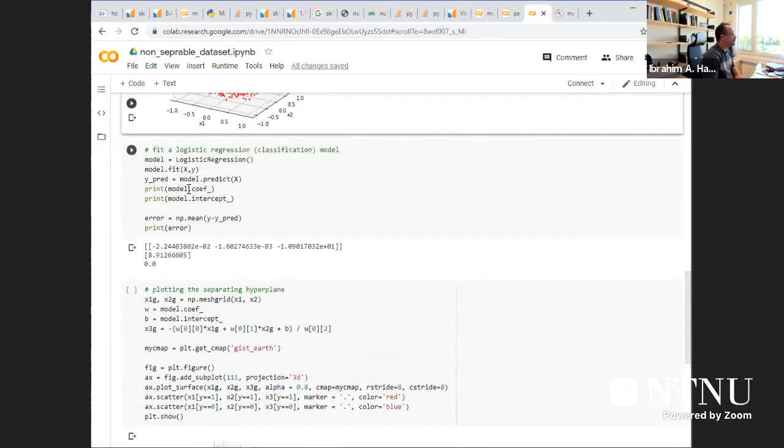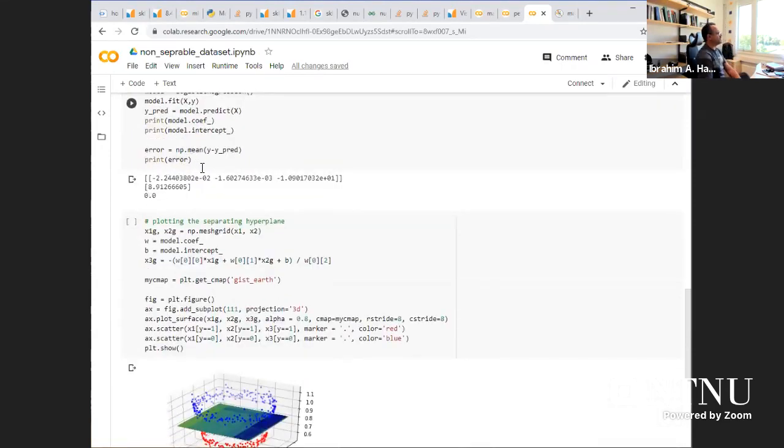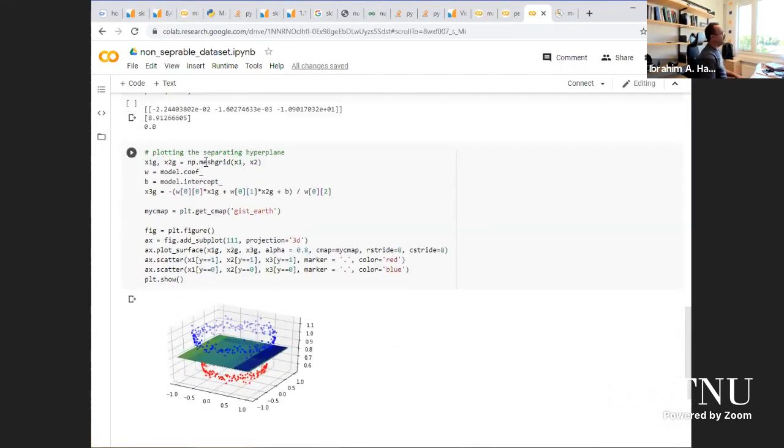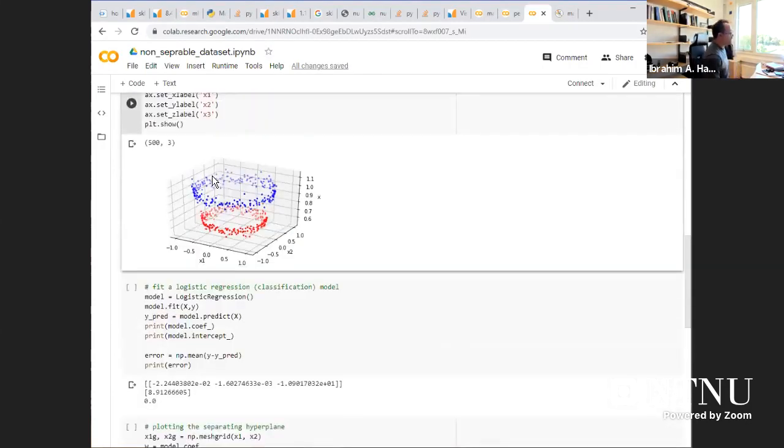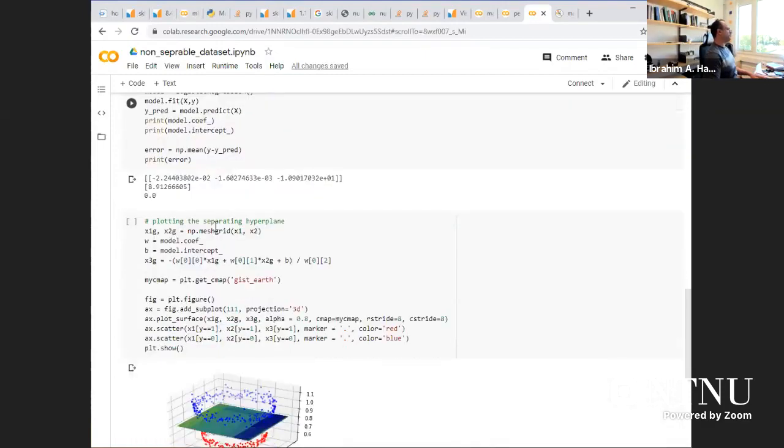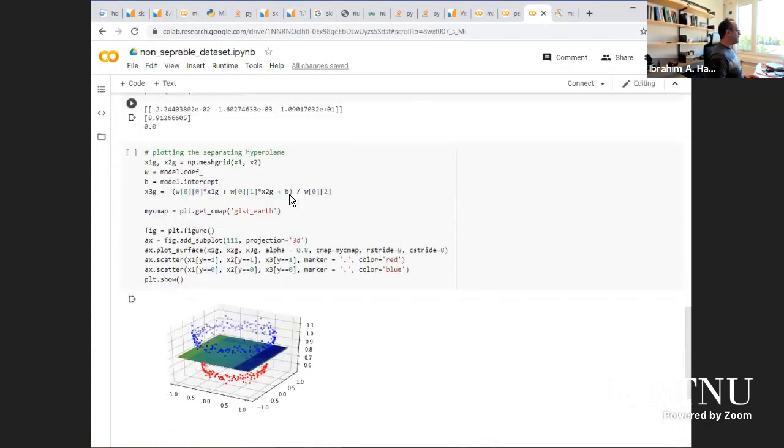And I just used it for prediction, and the error is 0, in fact, which means it's 100% accurate. But you can play with the noise value to see if the accuracy will stay 100% or not. So I can generate the decision line. If I have x1 and x2, I can find x3 using this simple equation, for example.